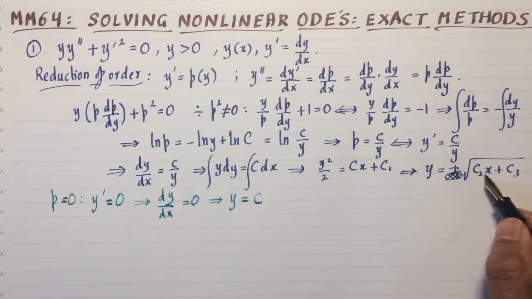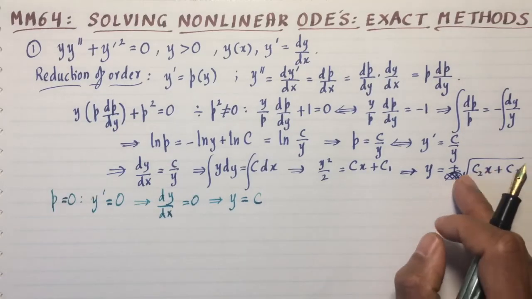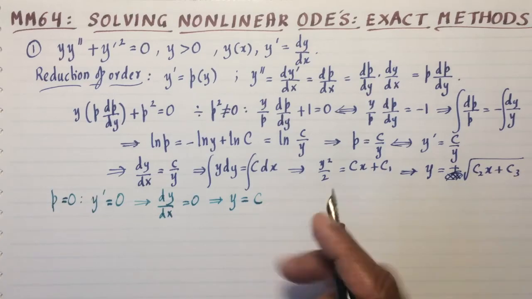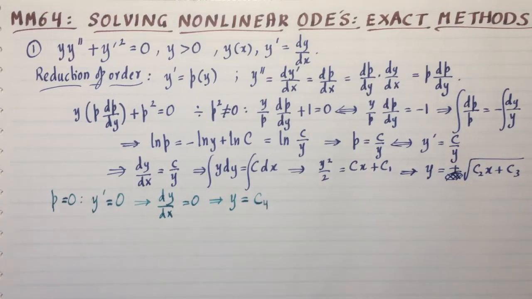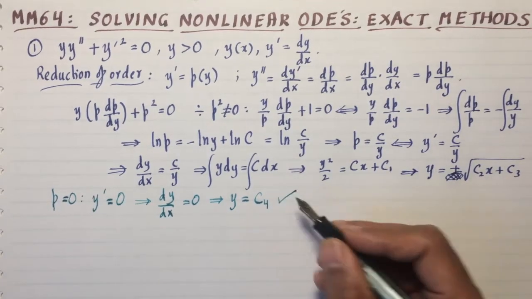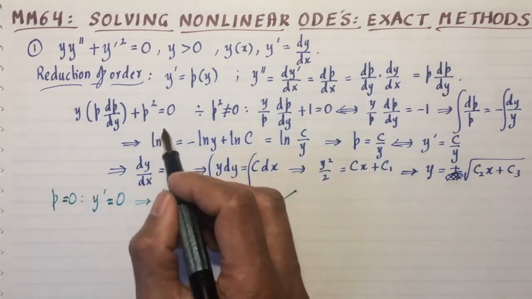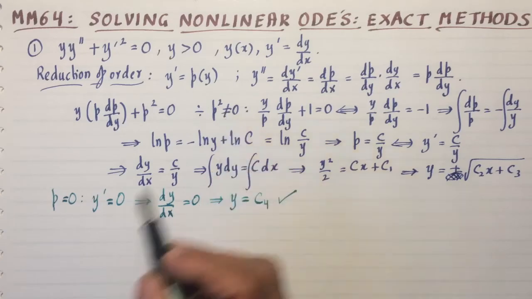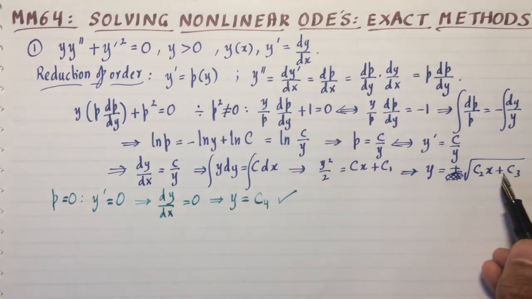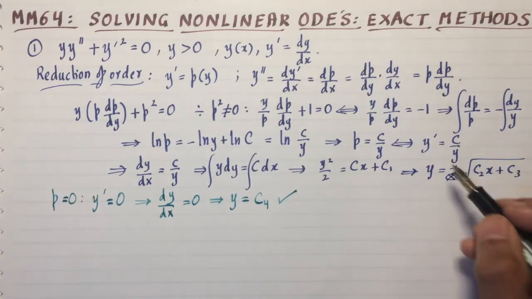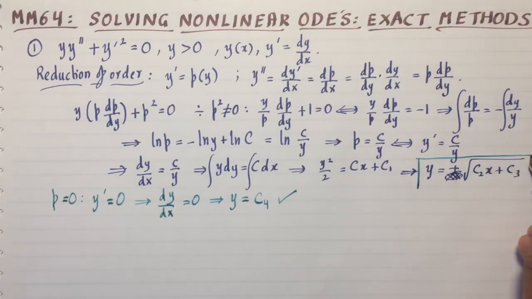All I have to do is pick c2 equal to 0, and then I get y equals square root of c3, which I can call this constant C4. So I have not lost any generality in assuming that p is not equal to 0, since p equal to 0 is an inclusion in this solution. So this in fact is a complete general solution to that nonlinear differential equation.